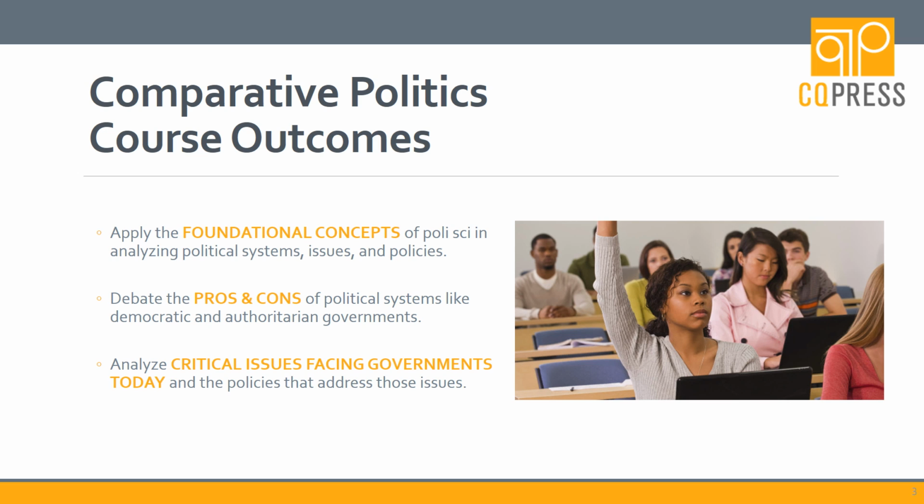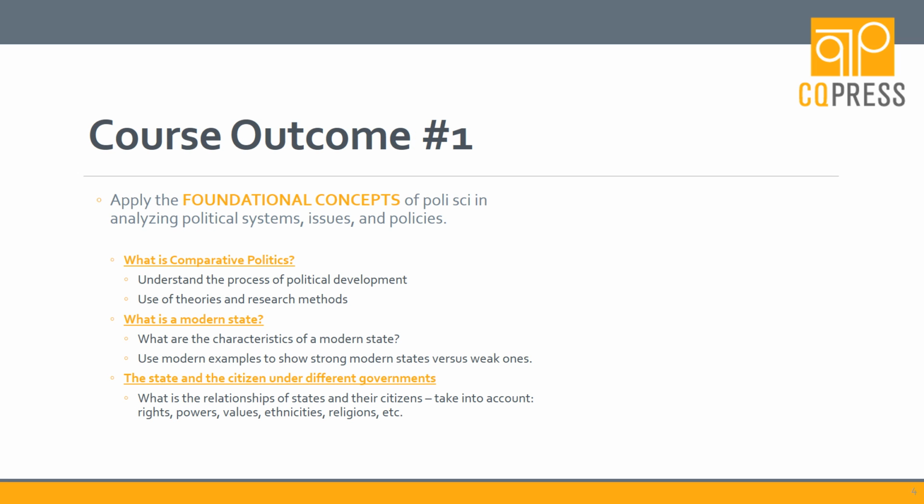First and foremost, students need to learn to apply the foundational concepts of political science in analyzing political systems, issues, and policies. So what exactly is comparative politics and how does it help us understand relationships between states and citizens? Students need to debate the pros and cons of political systems like democratic and authoritarian governments. So basically understanding the characteristics of different government types and how they rule and how they transition. And finally, analyzing critical issues facing governments today and the policies that address those issues like economic policies, developmental, social, and environmental. So let's drill in a little bit.